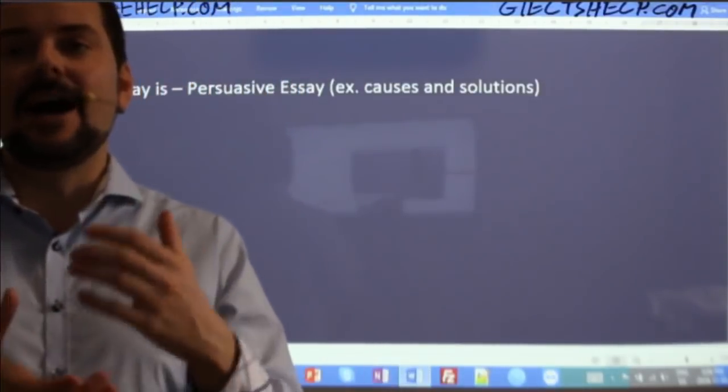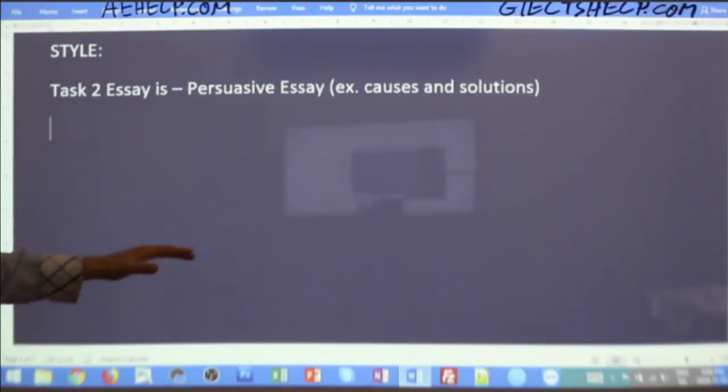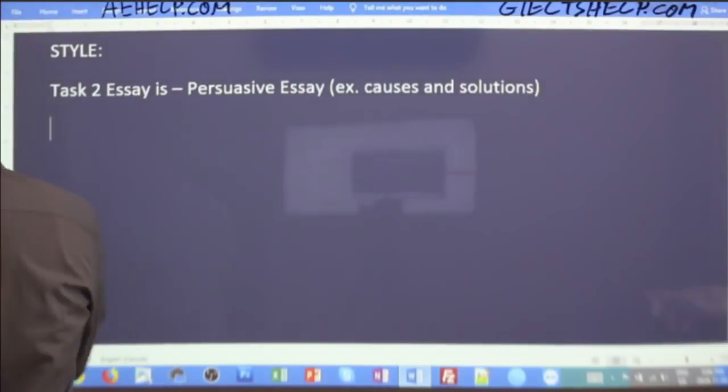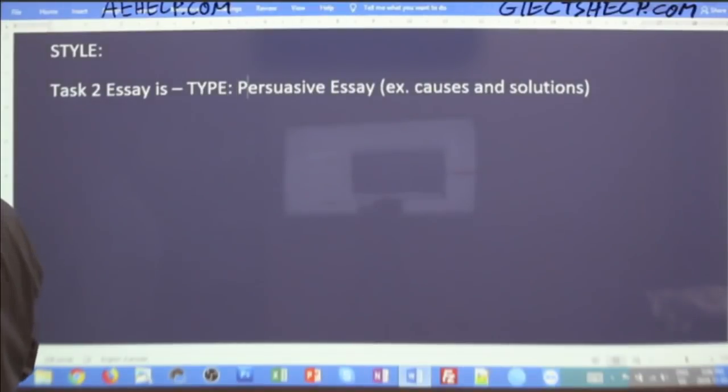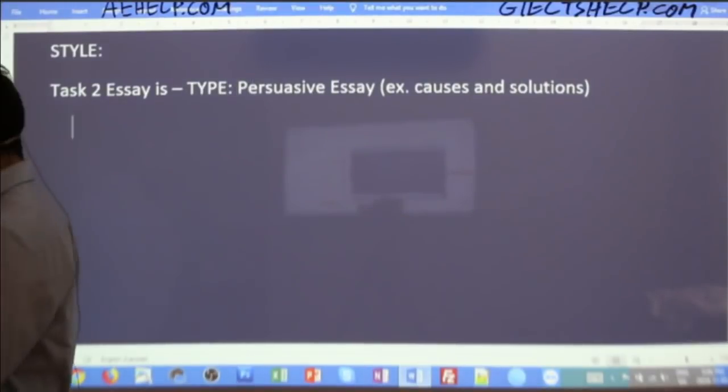So what's the other part? We know the type. Okay, so this is the type of essay. It's persuasive. And we need to know one more aspect before we begin to write. And you'll see why this is important for this question here. Okay, what else do we need to know?